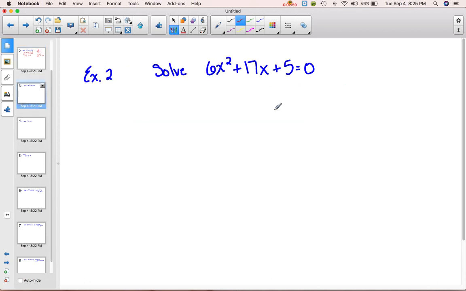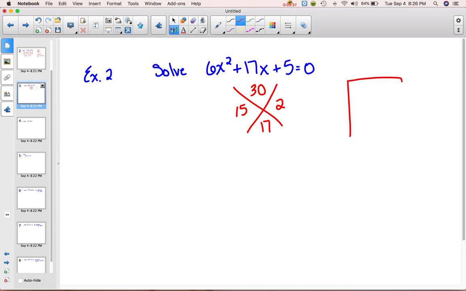So for our next example, I'm also going to do this one with factoring, but because there's a 6, we do a modified diamond. So 6 times 5 is 30, and my product is 17. Now notice, since both of these are positives, then I know I'm looking for 2 numbers that multiply to 30 and add to 17. Okay, so we've got 15 and 2. But this time, I can't just put them in parentheses, because if I did and I put x's there, I'm not going to get a 6x squared.